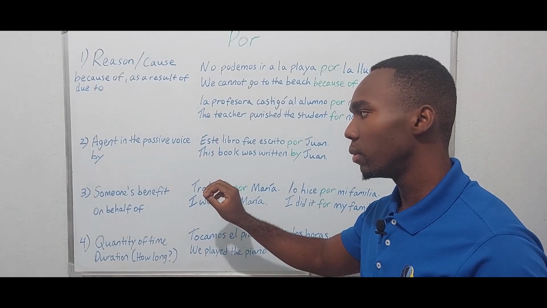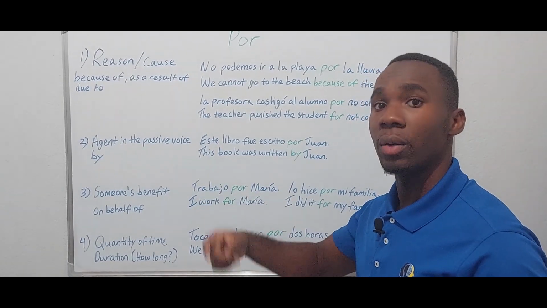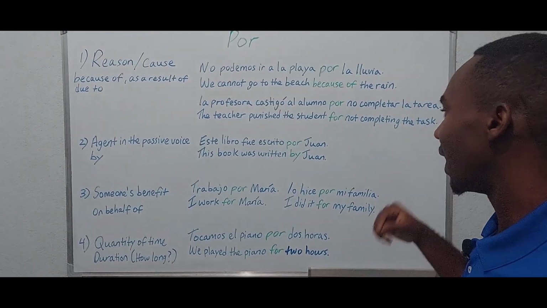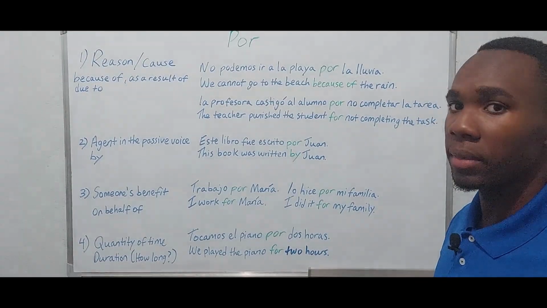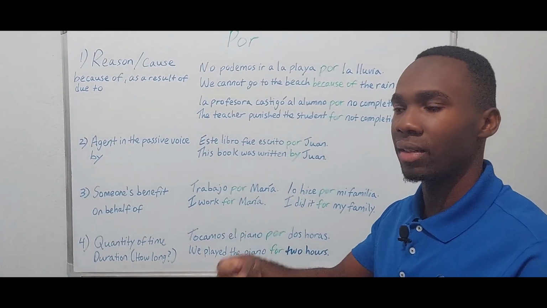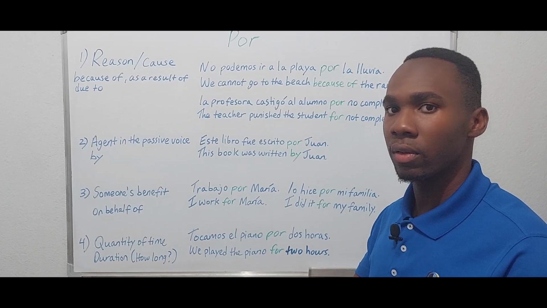But we're talking about por being used for someone's benefit. So in this case, we would translate this as "I did it on behalf of my family" or "I did it for my family." Meaning that my family is intended to benefit from my actions. Okay?